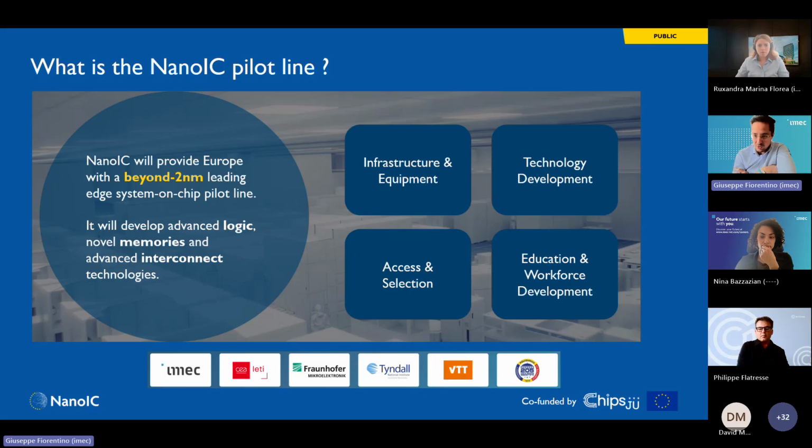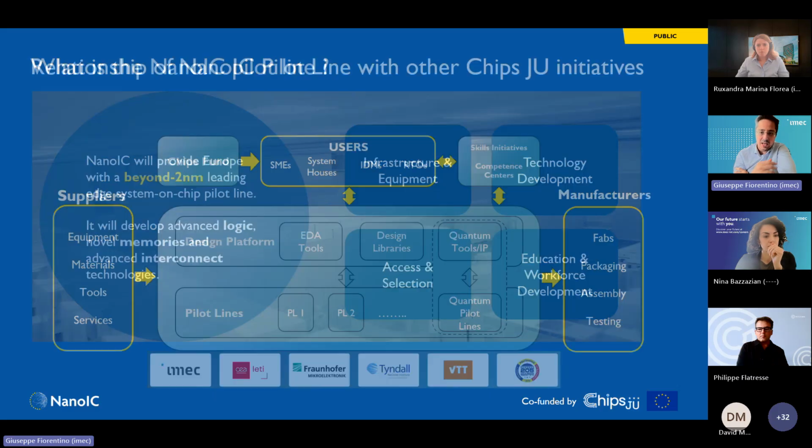The pilot line is a consortium. It's done by different partners other than IMEC, which is the leader. It's done by Cialetti, Fraunhofer, Tyndall, VTT, and CSSNT, all of them covering different aspects of the project.